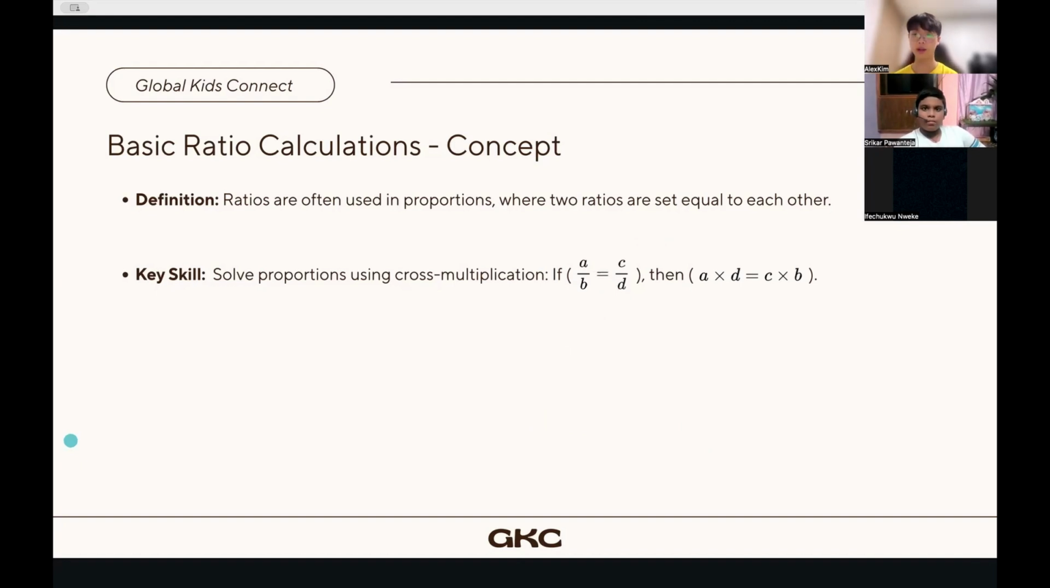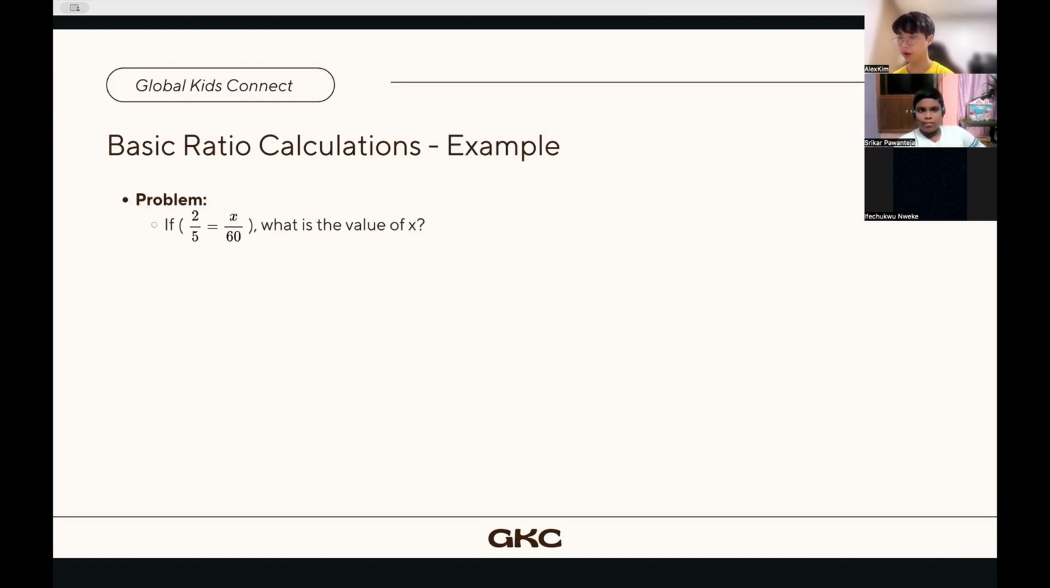Let's take a look at how these methods and problem-solving skills can be utilized in actual practice questions. We have our first very basic example question. If we have the equality of 2 over 5 equals x over 60, what is the value of x? Now, there's multiple ways to do this. You could either change the left side fraction to have a denominator of 60 and then find x that way. But let's try to use cross multiplication to get used to it.